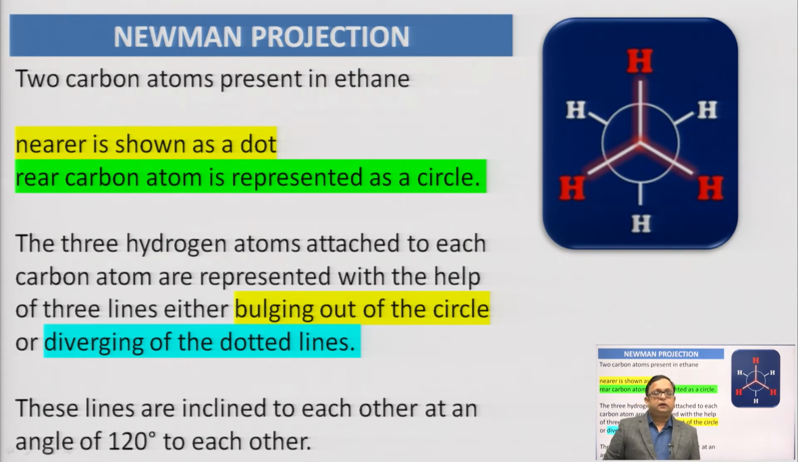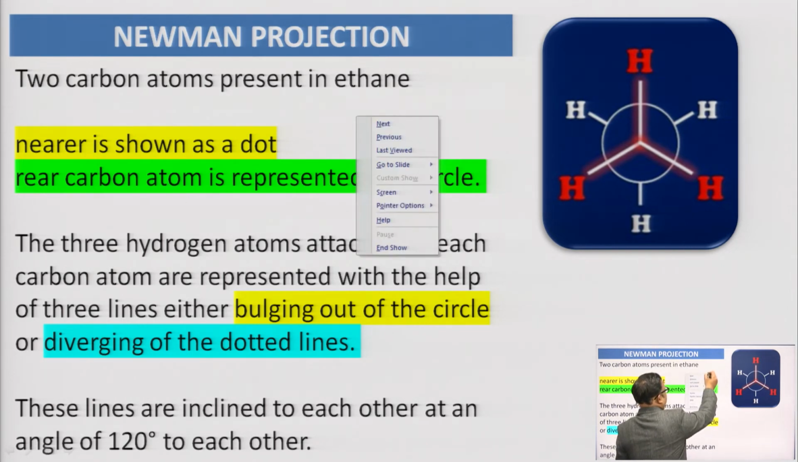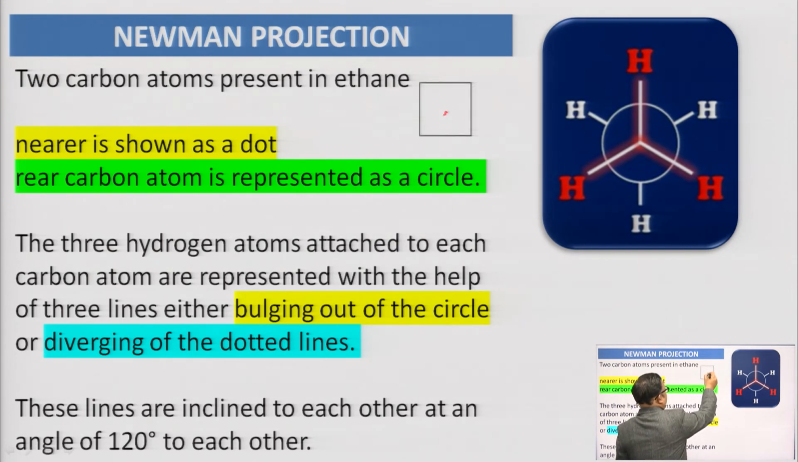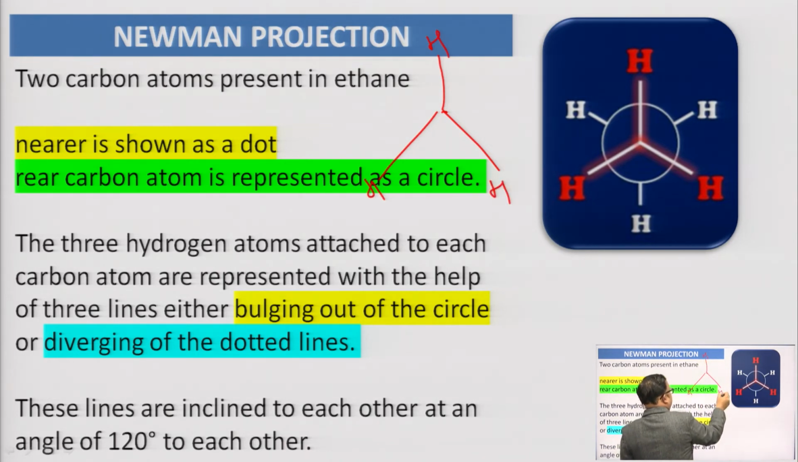Now, the next representation which we can use for the representation of conformation is the Newman projection. Now, how do we represent this? We first draw a dot, and this dot is representing the front carbon atom, and all the 3 attached hydrogens are drawn like this at an angle of 120 degrees.